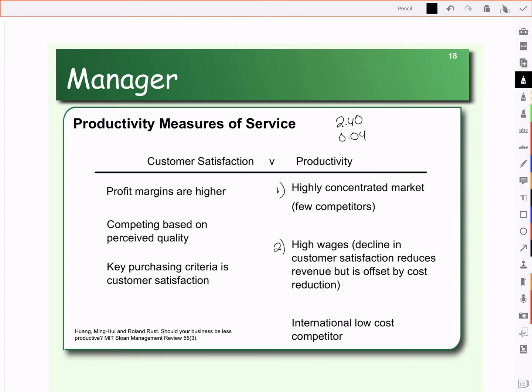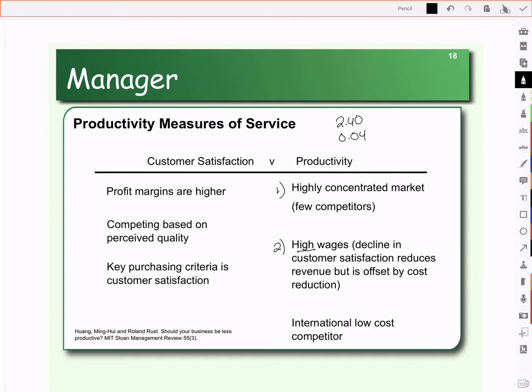You can also pursue an increase in productivity at the expense of customer satisfaction if in your industry you pay high wages. The idea here is that we would find more productive ways to provide our service, and that would mean that we would need less workers.